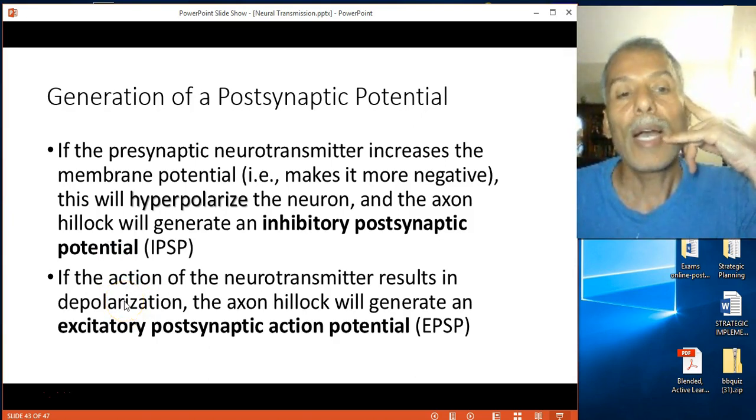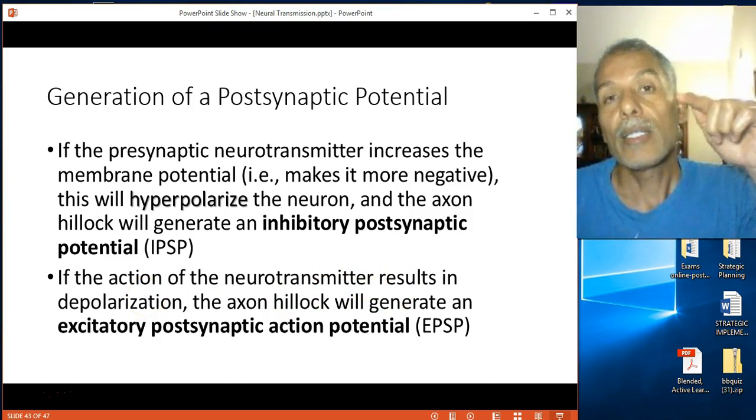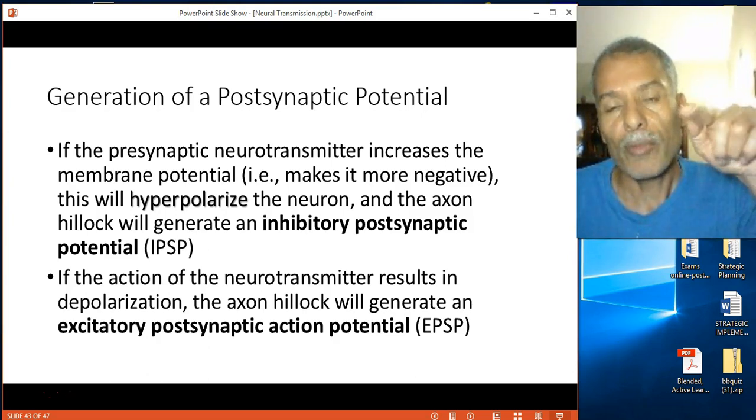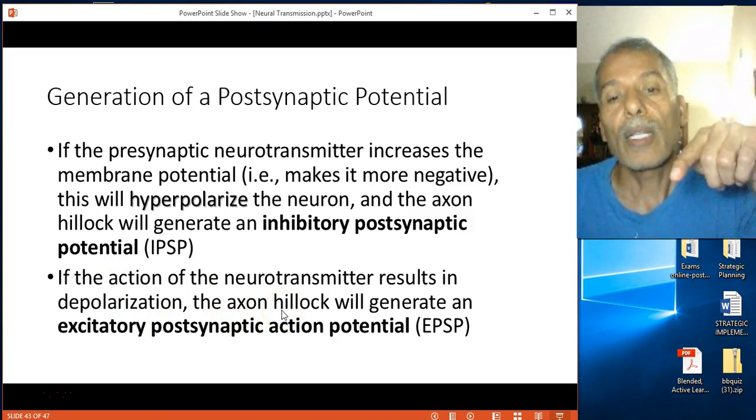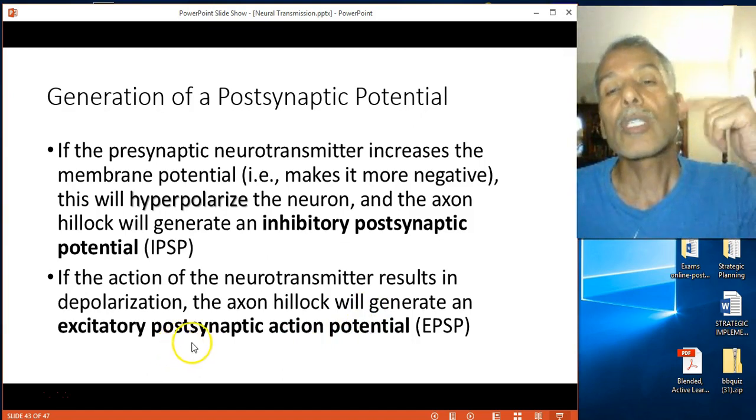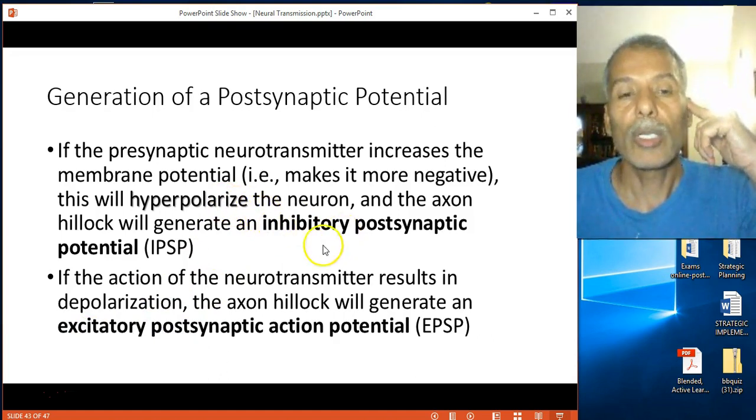If the action of the neurotransmitter results in depolarization, that means it brings the membrane potential closer to minus 55 millivolts, the threshold, and that is going to cause the axon hillock to generate an excitatory postsynaptic action potential. So it is going to either inhibit or excite. If it produces hyperpolarization, it will inhibit. If it depolarizes, it will excite.